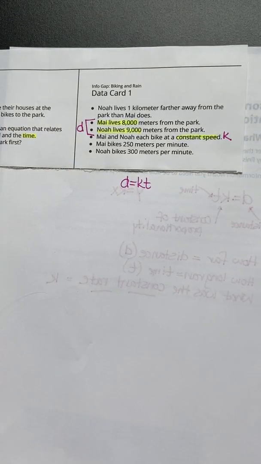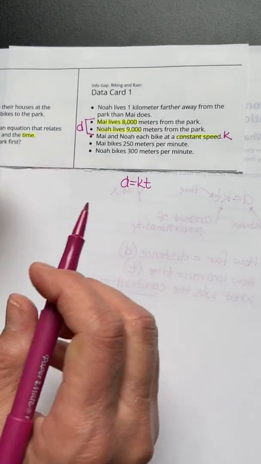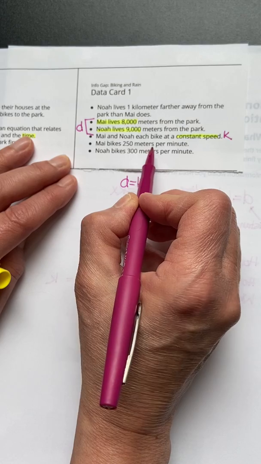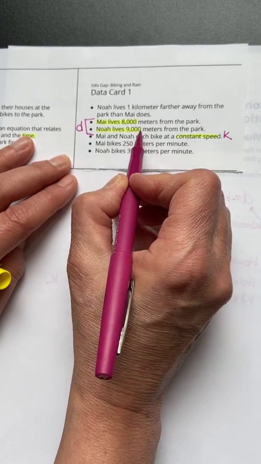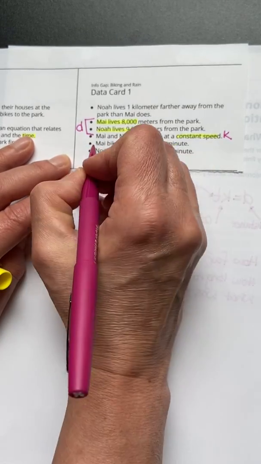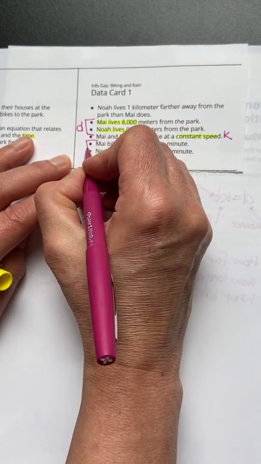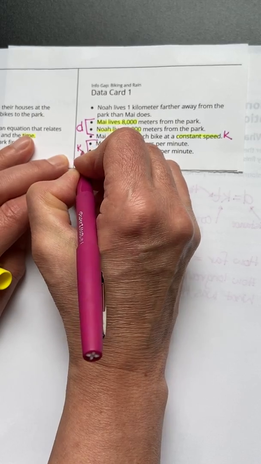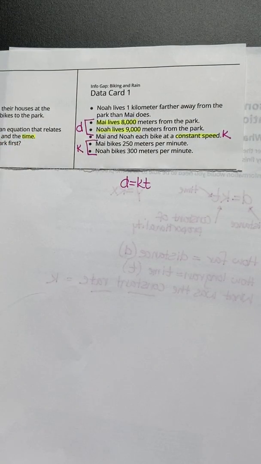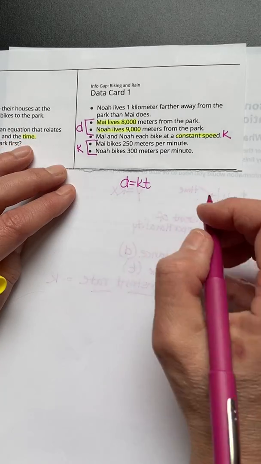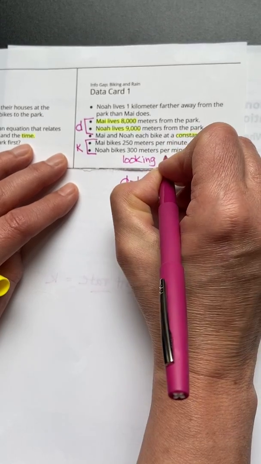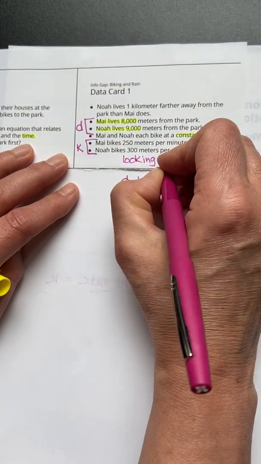All right, this one says Noah, May bikes at 250 meters per minute. And again, I'm in meters, so I'm good. And Noah is at 300 meters per minute. Okay. That is my K. That is telling me how fast they went. What I'm looking for is who went the fastest. So I'm looking for time. It's not telling me how long it took them to get there.